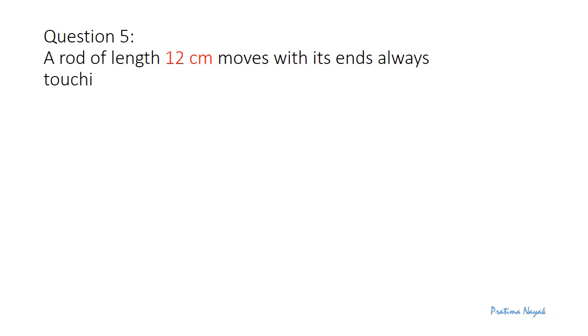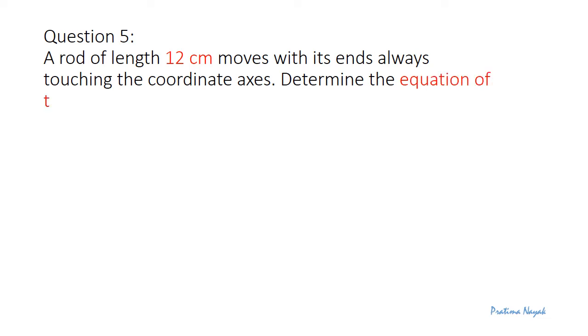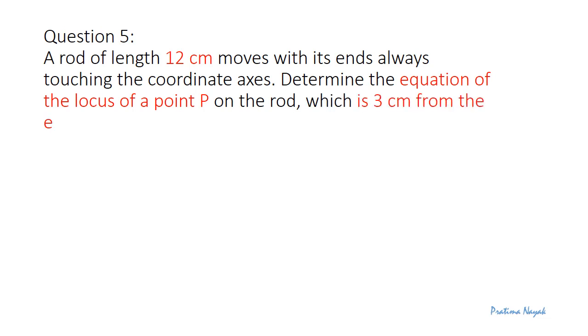Question number 5. A rod of length 12 centimeter moves with its ends always touching the coordinate axes. Determine the equation of the locus of a point P on the rod which is 3 centimeter from the end of the contact with the x-axis.